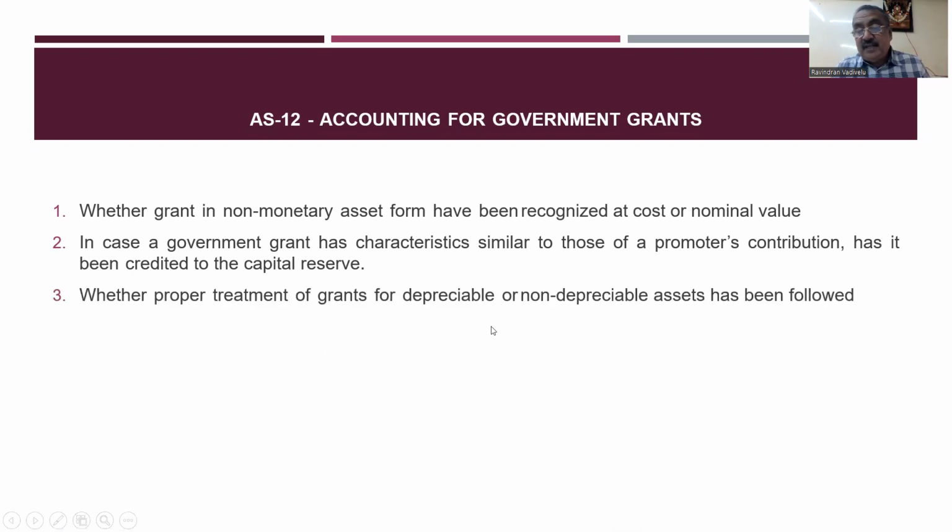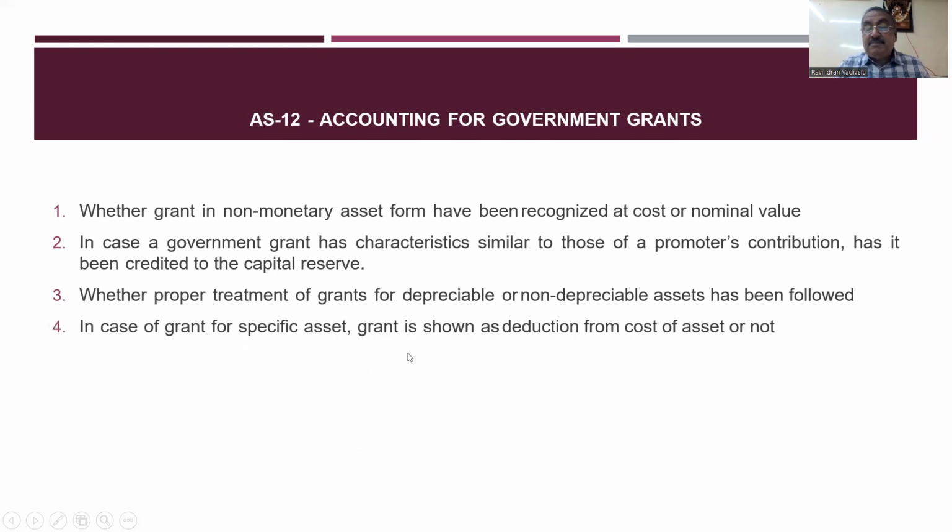So this point you have to see with reference to accounting for government grants. Whether proper treatment of grants for depreciable or non-depreciable assets has been followed. Because the government grants, asset is asset. So whether it's a depreciable or non-depreciable asset, whether the treatment of value and application of depreciation has been followed correctly. In case of a grant for specific assets, suppose the government grant is to buy a particular asset or to do a particular event, that grant should be used only for that purpose. It should not be used for any other purpose.